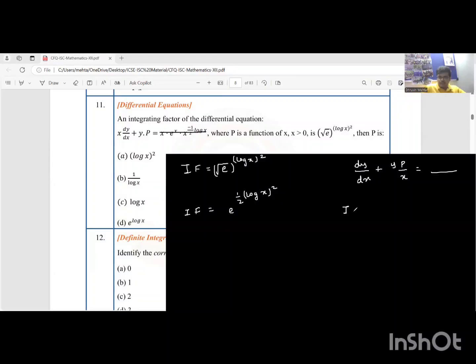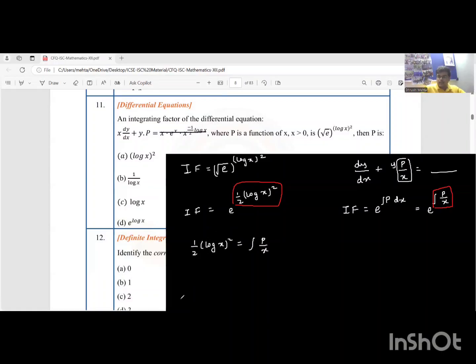The integrating factor, students, is e raised to integration p dx, where p is the coefficient of y. What is the coefficient of y? Oh, here it's p by x. So it's e raised to integration of p by x. So students, do you understand this integrating factor and this integrating factor are the same? Therefore, we can say that half log of x the whole square is equal to integration of p by x.